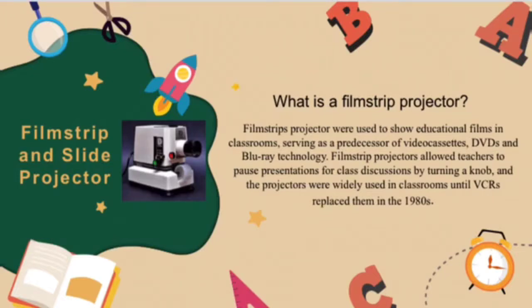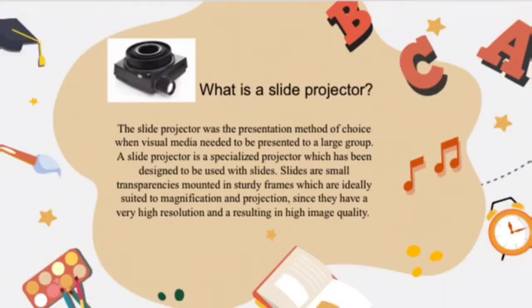So, Filmstrip projectors were used to show educational films in classrooms, serving as a predecessor of video cassettes, DVDs, and Blu-ray technology. Filmstrip projectors allowed teachers to pause the presentation for class discussion by turning a knob, and the projectors were widely used in classrooms until VCRs replaced them in the 1980s.